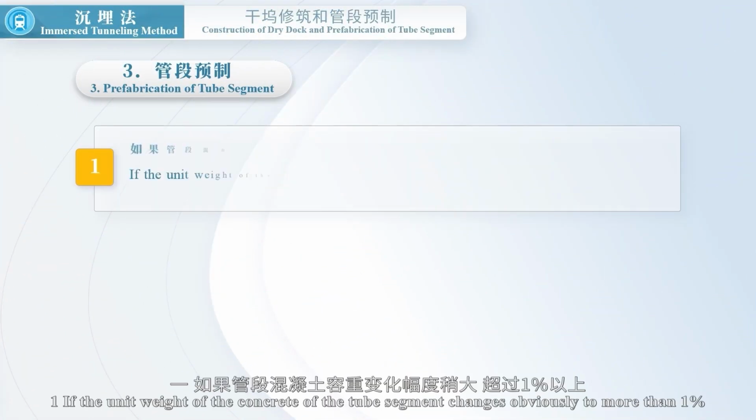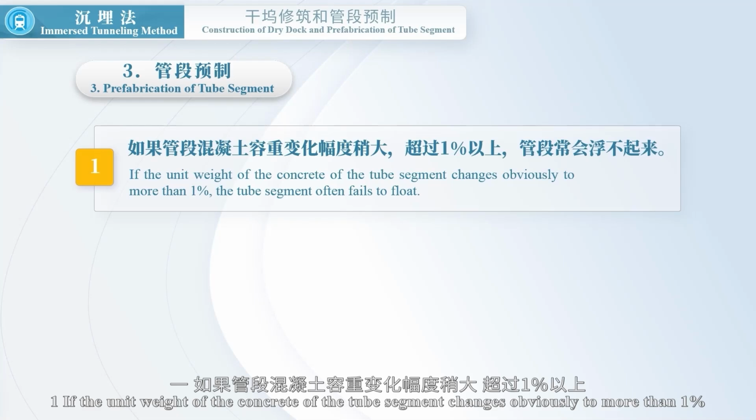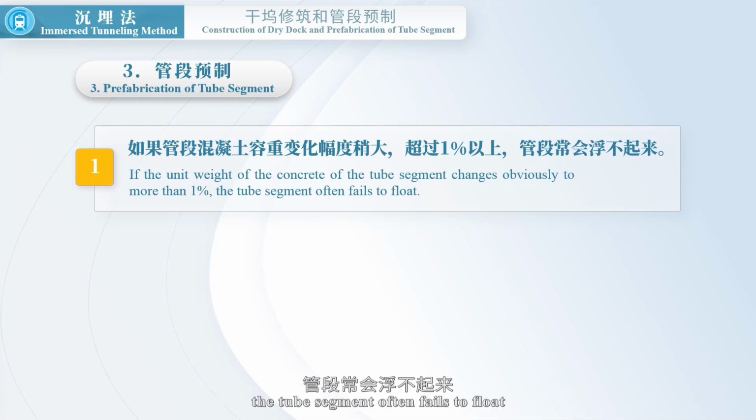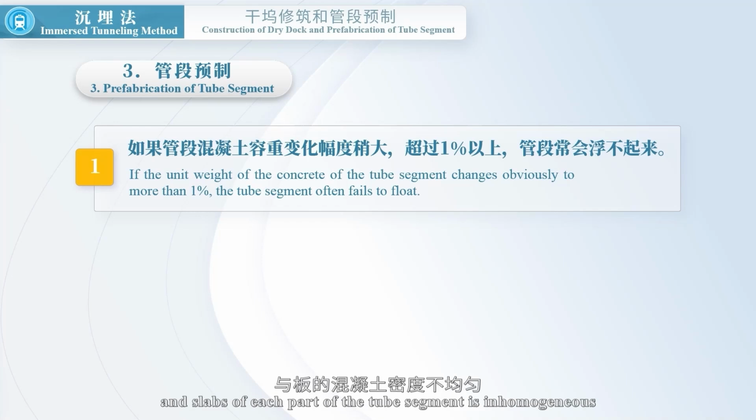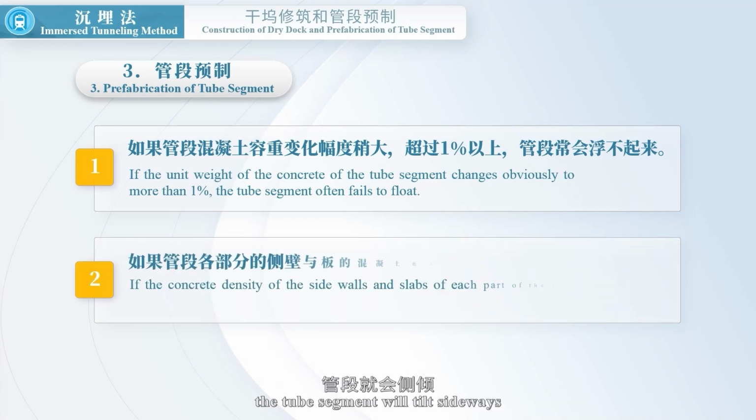1. If the unit weight of the concrete of the tube segment changes obviously to more than 1%, the tube segment often fails to float. 2. If the concrete density of the side walls and slabs of each part of the tube segment is inhomogeneous, the tube segment will tilt sideways.